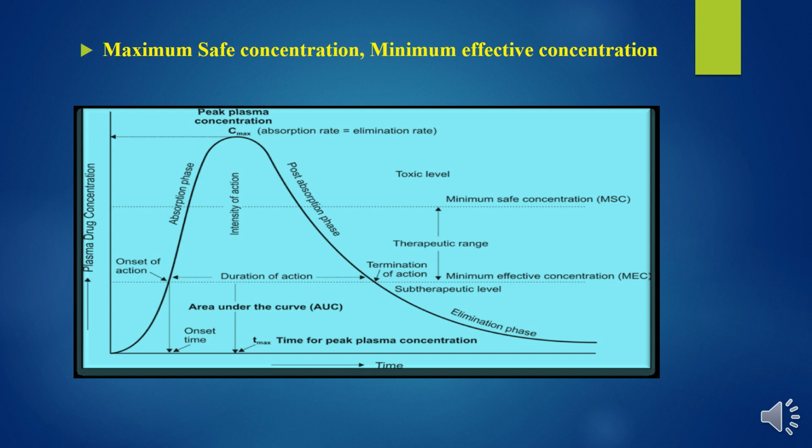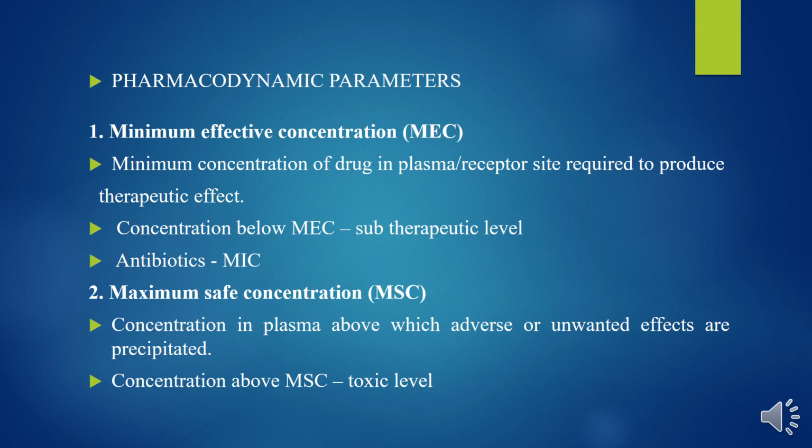So our question is about the dynamic parameters, that is minimum effective concentration and maximum safe concentration. Minimum effective concentration means the minimum concentration of the drug which is required to produce a particular therapeutic effect. If it is below that, we call it the subtherapeutic level. But in the case of antibiotics we deal with another term, that is minimum inhibitory concentration. So here we are dealing with minimum effective concentration. Next, the maximum safe concentration means the concentration in plasma above which it may lead to adverse or unwanted effects. So a concentration above this maximum safe concentration may lead to a toxic level.